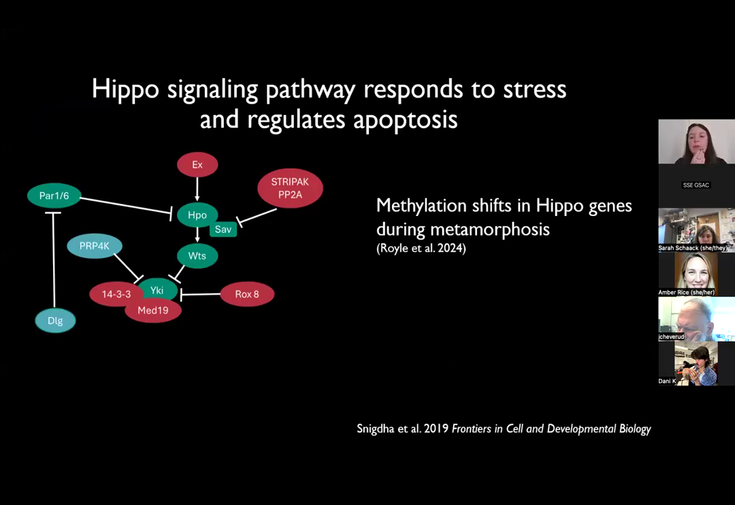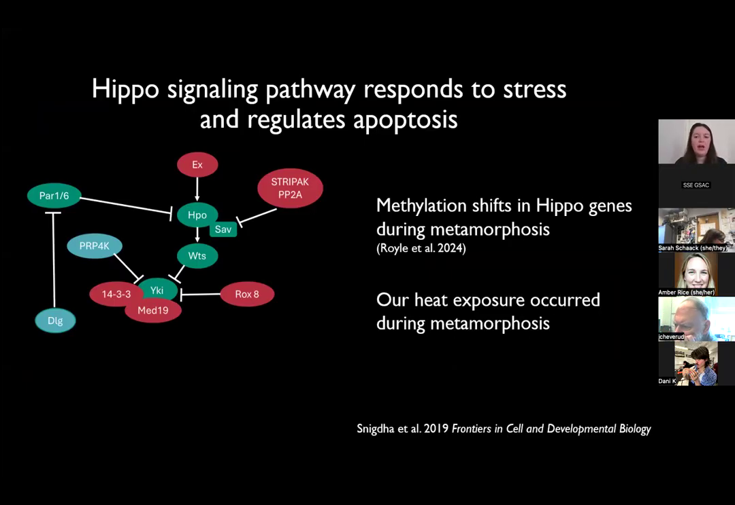And this was kind of cool because hippo hadn't really shown up in changes in gene expression or methylation following heat exposure in insects, but it does play an important role in metamorphosis. And our heat exposure occurred in metamorphosis. So perhaps we found hippo signaling come out as differentially methylated in our study because we're looking at the intersection of heat response during metamorphosis, which was kind of cool. So next studies that examine heat exposure, we really need another one that occurs during that pupal stage.